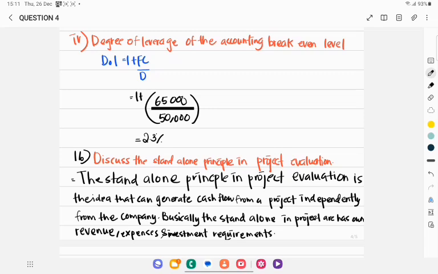Discuss the stand-alone principle in project evaluation. So the answer is, the stand-alone principle in project evaluation is the idea that we can generate cash flow from a project independently from the company. Basically, the stand-alone project has its own revenue, expense and investment requirement. In other words, the project cash flow and performance are analyzed independently without considering the financial interaction.